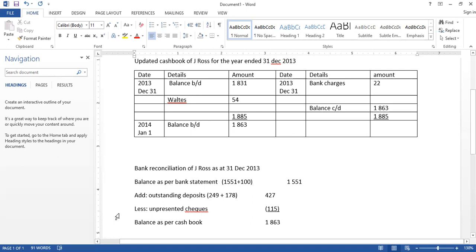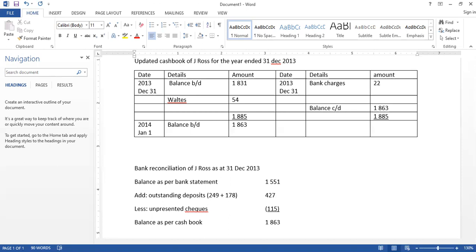Because that error is not an outstanding deposit, nor is it an unpresented check. It's just an error made by the bank, and therefore you just need to correct it by adjusting your bank statement balance. So 1,551, and then you'll get 1,651 as your bank statement balance. Do you understand? Yes, I do.